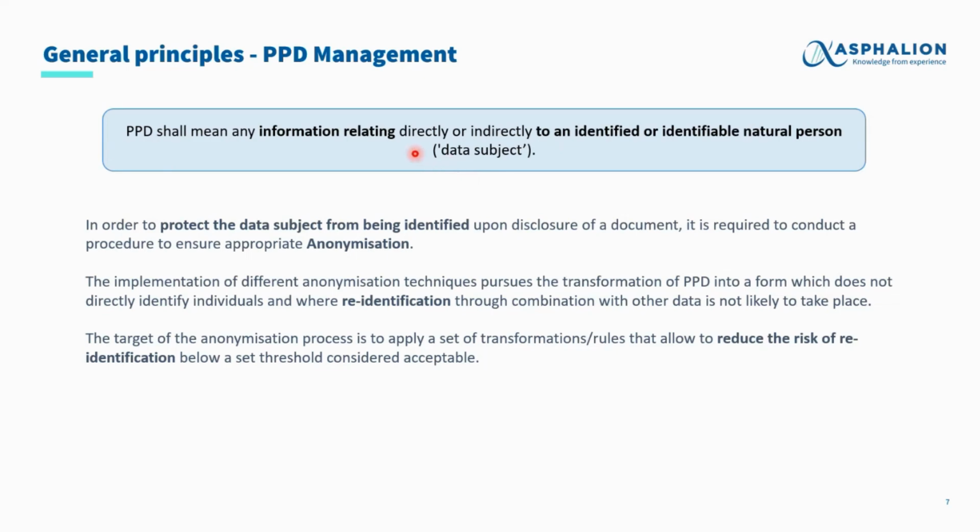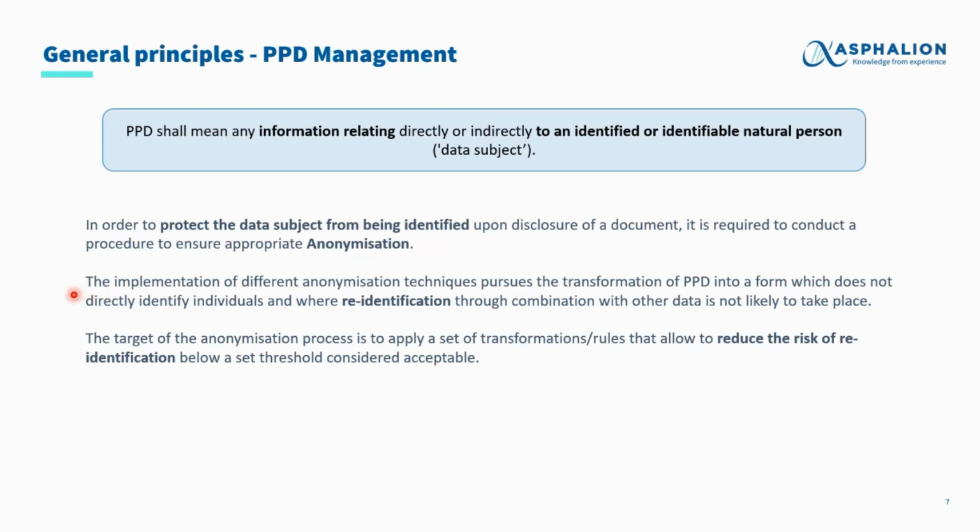So this is any characteristic, any detail that could be linked to an individual and that could potentially identify this person. So in order to protect the data subject from being identified, also in agreement with the General Data Protection Regulation, before the disclosure of the document, it's required to conduct a procedure to ensure the appropriate anonymization of this information.